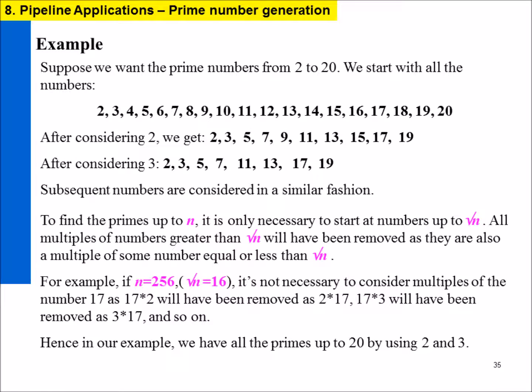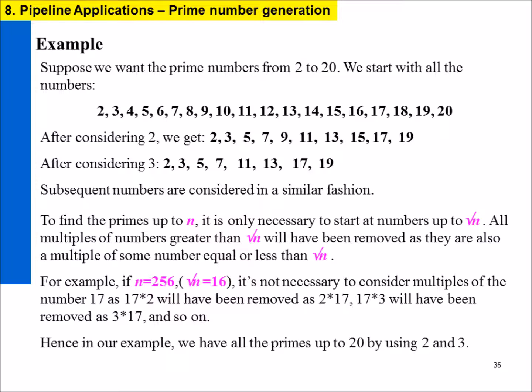For example, suppose we want the prime numbers from 2 to 20. So we start with all the numbers from 2 to 20 as listed here in this first list of numbers. Then we delete the 4, 6, 8, 10, 12, 14, 16, 18 and 20, that is, the ones that we delete using 2. So we are left with this set of numbers. Then we start deleting the ones that are multiples of 3, and we end up with this set of numbers. So then we keep going on in this way.